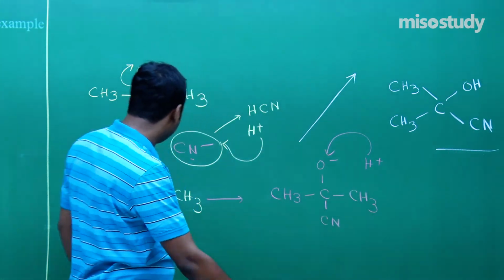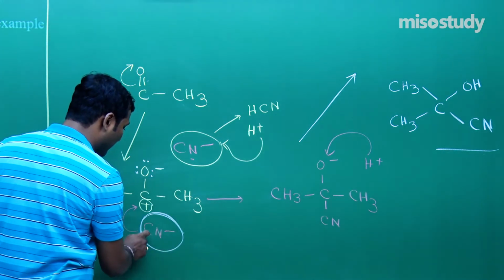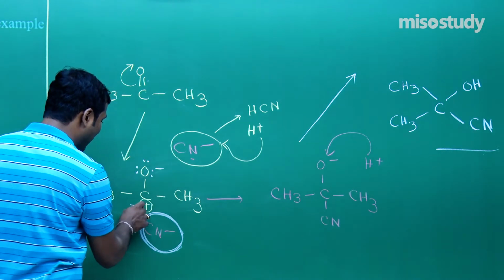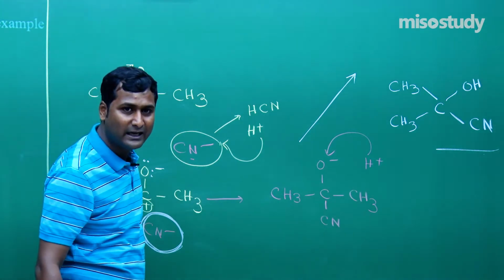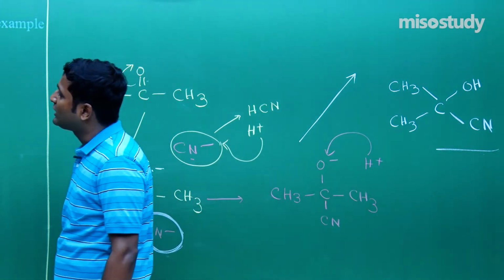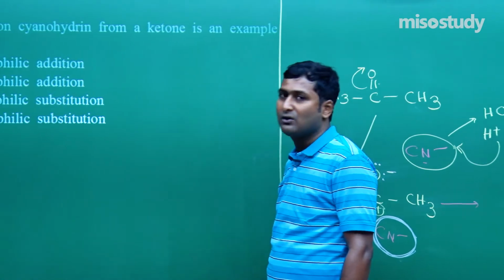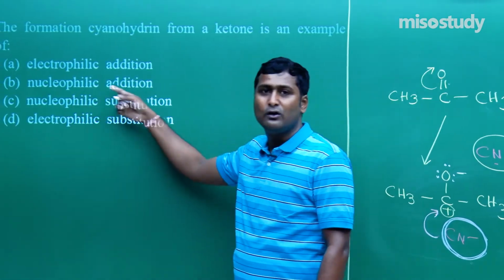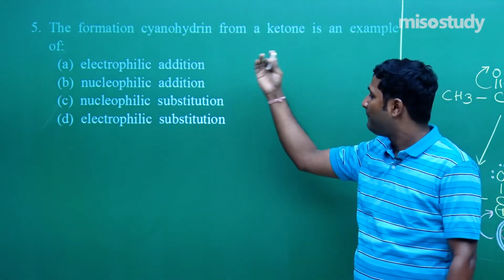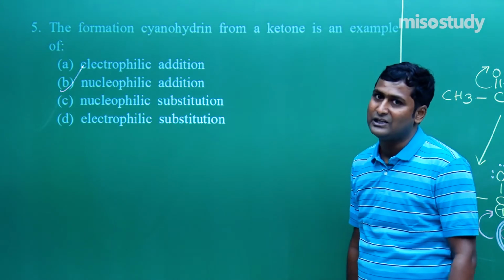What happened here? The double bond breaks and the addition of a nucleophile takes place. If there is an addition of a nucleophile, now check which one is the correct option. So for this question, it is a nucleophilic addition reaction. So for question number 5, B is the correct option, that is nucleophilic addition reaction.